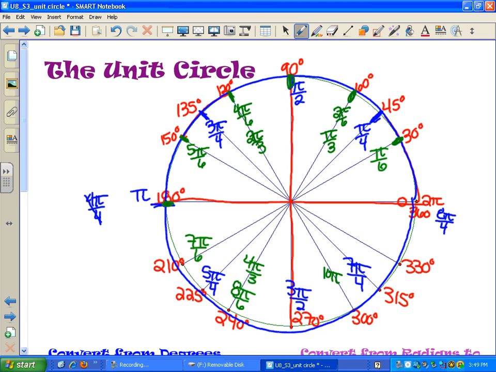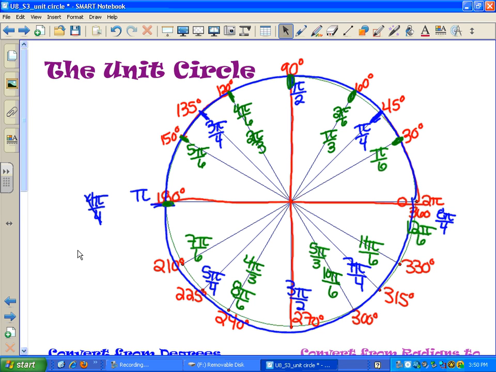300 is 10 pi over 6. Well, that reduces to 5 pi over 3. 330 degrees is 11 pi over 6. And then back to 2 pi, or 360 degrees, I get 12 pi over 6, and 12 divided by 6 is my 2 pi. So there we go. That's how we fill out our unit circle, and that's how we can talk about how degrees and radians are alike.